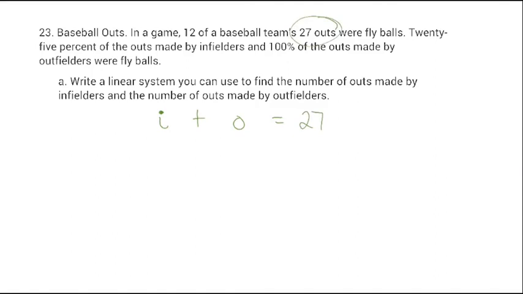Okay. The next piece of information, 25% of the infielders plus 100% of the outfielders has to equal the total of the fly balls. And there were 12 fly ball outs. I don't need to keep the one in front of the O for the outfielders. So those are your two equations. Okay, and then you can answer the rest of the questions that are on 23 using Desmos and then do the interpretation portion.